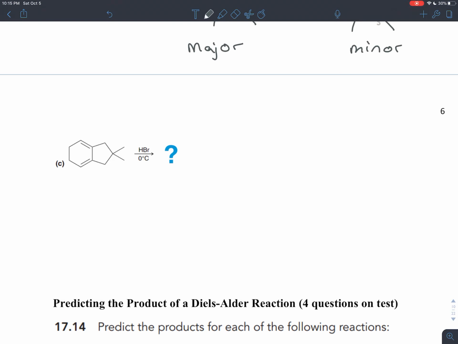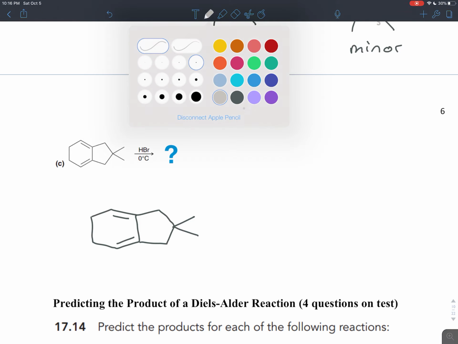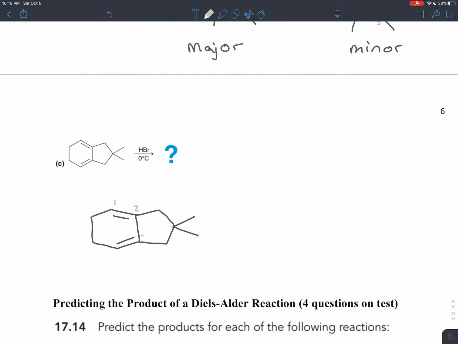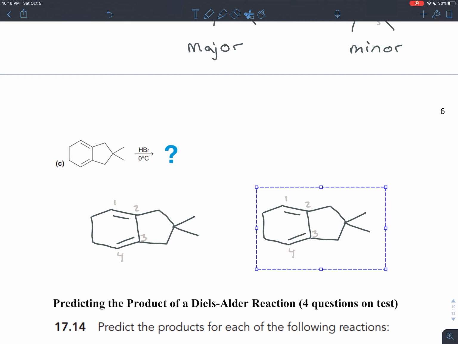Finally, for C, we've got this molecule here. Let's just redraw that. And we can number this. Number that conjugated pi system, 1 to 4. And I'm going to duplicate this because we're always going to get 2 products, the 1,2 product and the 1,4 product. And so we can draw those in. Now we're adding H and Br.